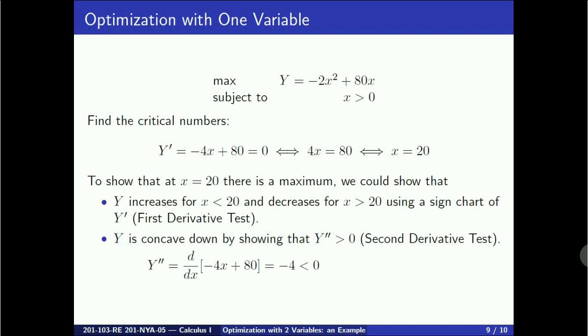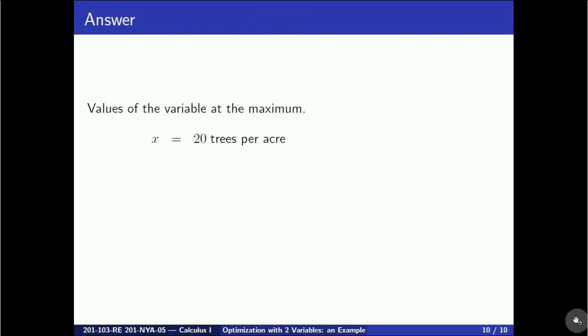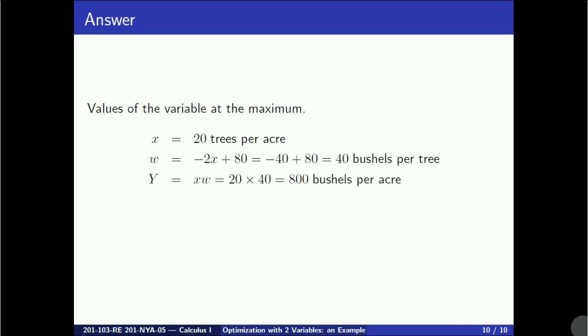Now, y prime prime is minus 4, and that's clearly negative, and it makes y a function that is concave down. So this proves that at x equals 20, there's a maximum. Finally, at the maximum, the values of the variables are x equals 20 trees per acre. W is obtained by replacing x equals 20 in w equals minus 2x plus 80. So w is minus 2 times 20 plus 80, which is minus 40 plus 80, which is 40 bushels per tree. The total yield y is x times w, so 20 times 40, which is 800 bushels per acre.